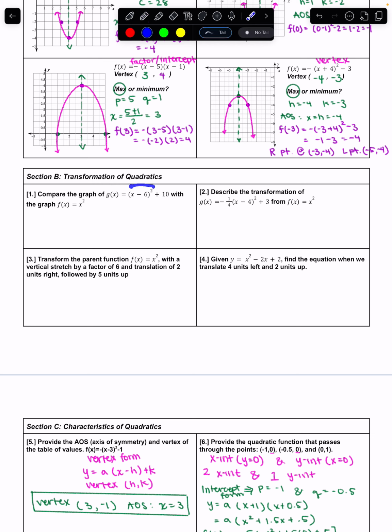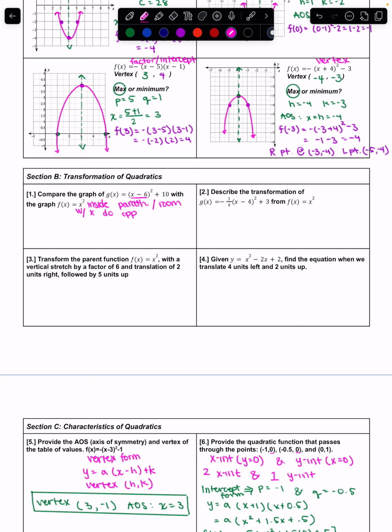So inside of g of x, we have parentheses, and what's nice about this is inside the parentheses, you're in the room with your x, okay? So if you're in the room with your x, you do the opposite, okay? So let's go ahead and write that down. Inside the parentheses, you're in a room with your x. So you do the opposite.